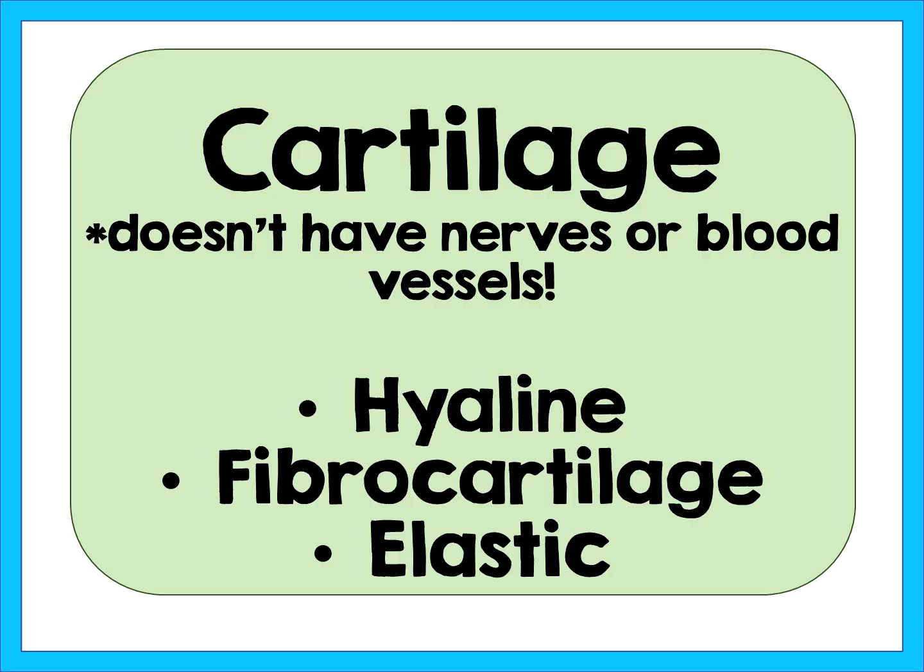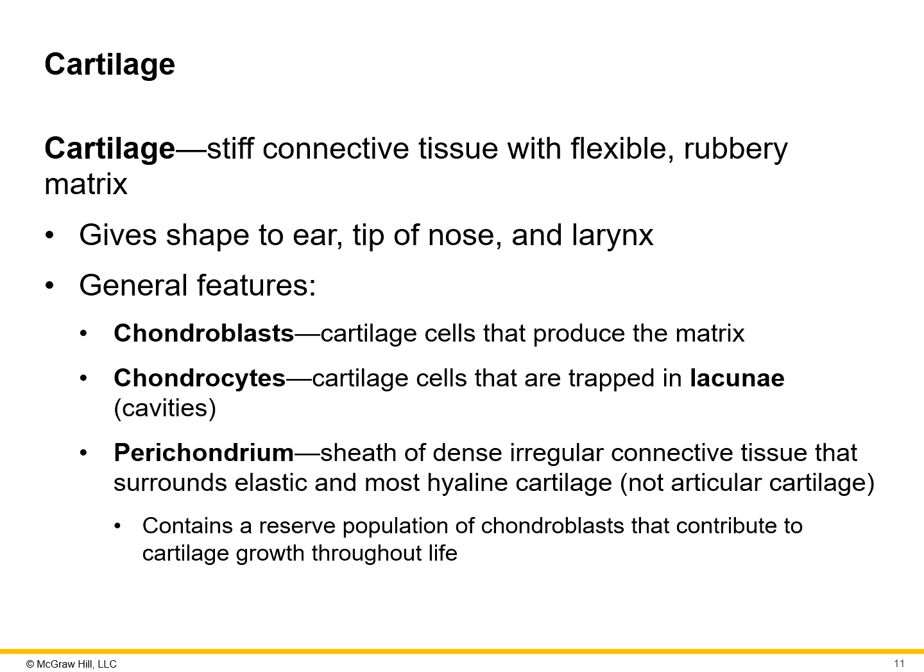So with cartilage, this does not only not have any blood vessels, but there are also no nerves. And there are 3 types of cartilage that we'll talk about. There's hyaline cartilage, fibrocartilage, and elastic cartilage. Yes, it's different than the elastic connective tissue. Cartilage is going to be produced by those cartilage cells. So chondro means cartilage.